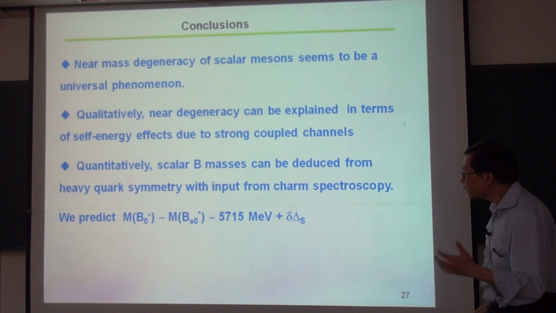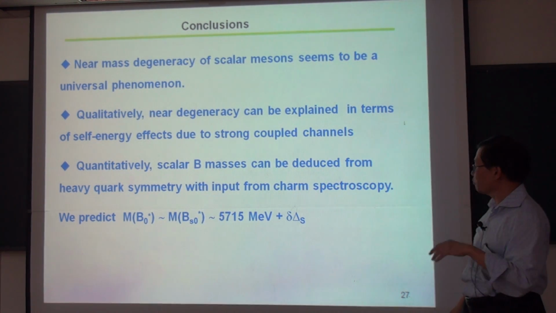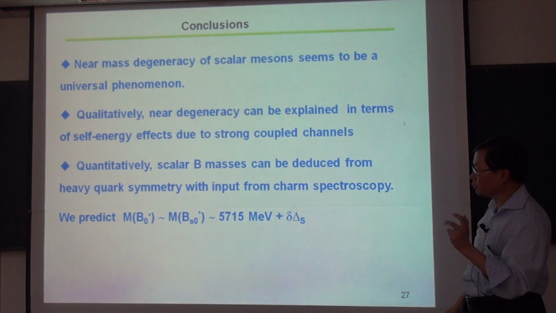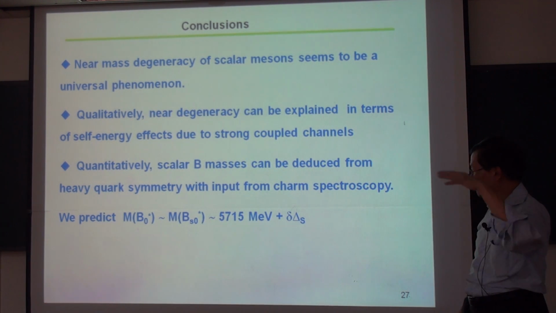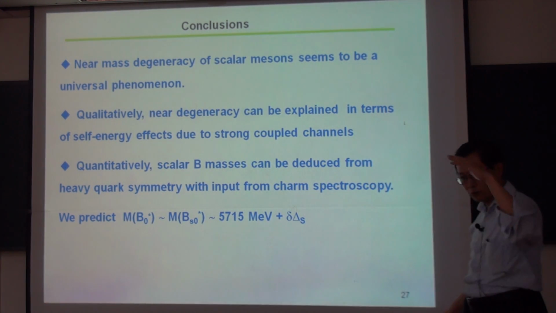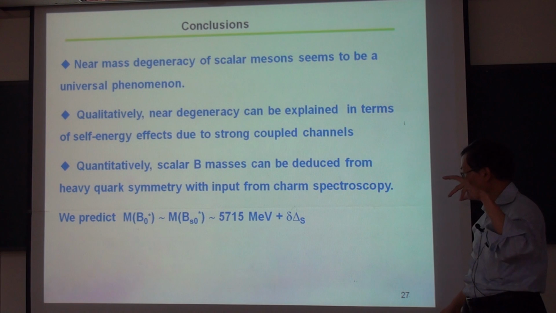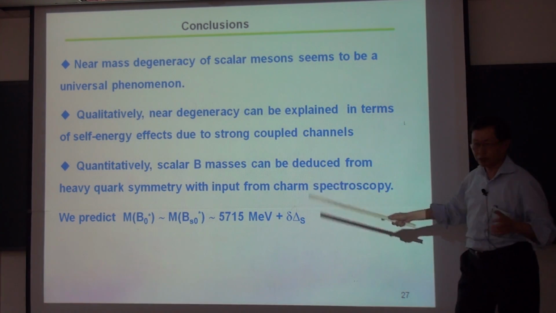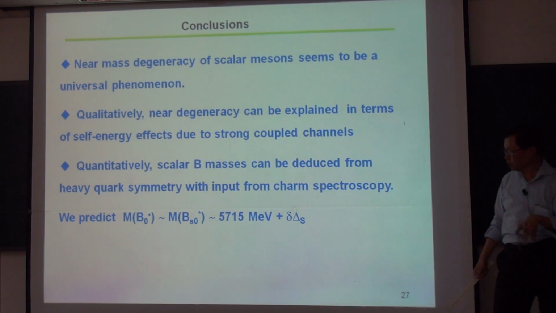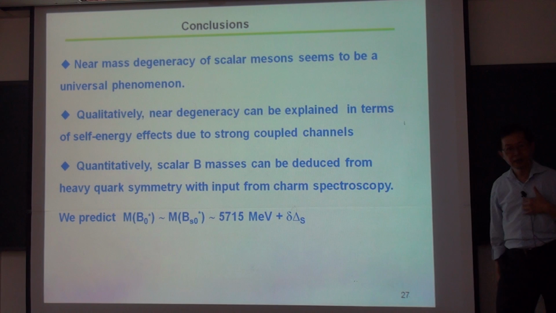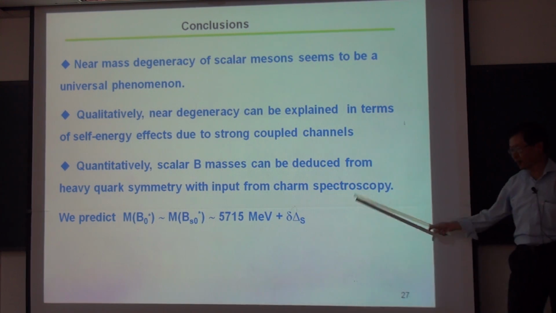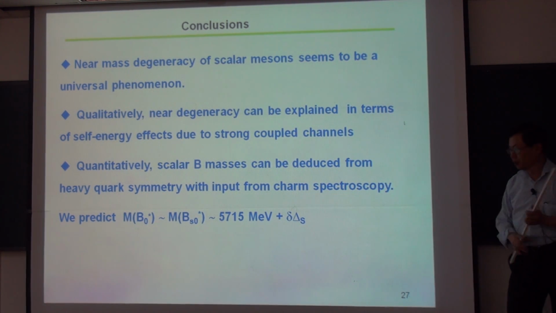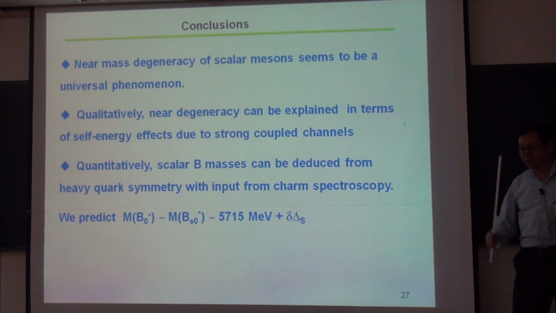And qualitatively, the near degeneracy can be understood in terms of the self-energy diagrams. The self-energy diagram, due to the strong coupling, will push down the mass. Now, quantitatively, the scalar meson masses can be deduced from the heavy quark symmetry, supplemented by the Cheng meson spectral scheme, and we predict these numbers. And hopefully, it can be tested soon in the near future. Okay, thank you.